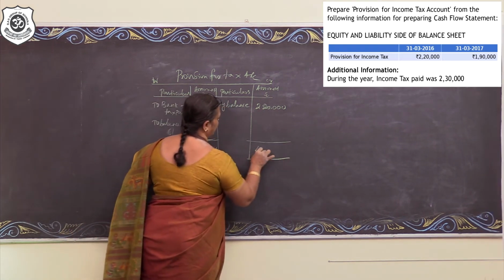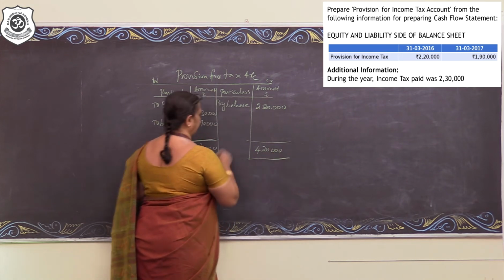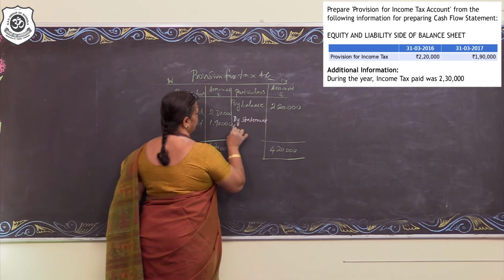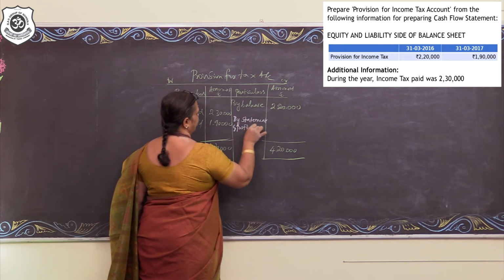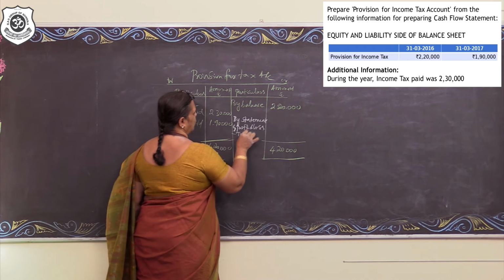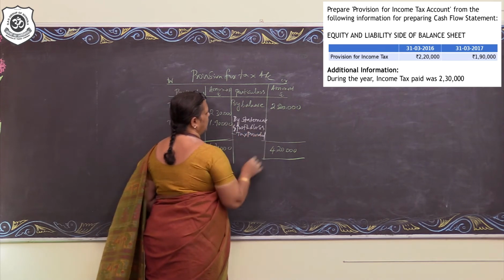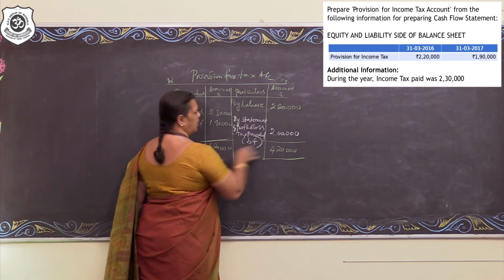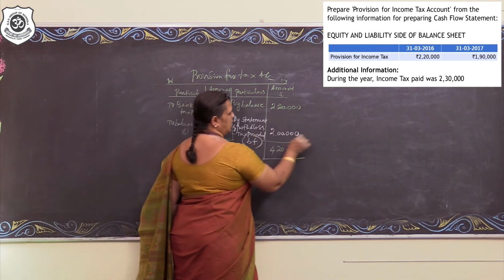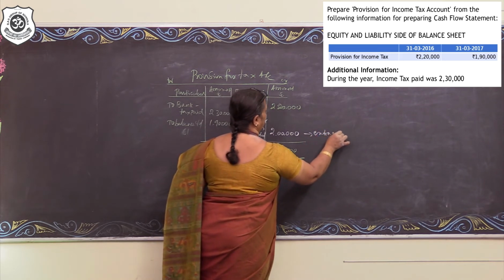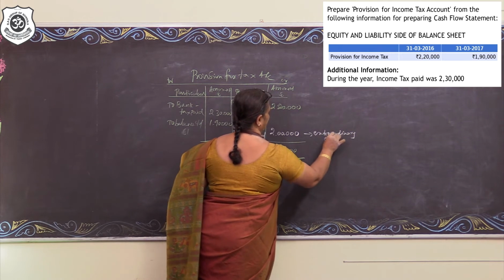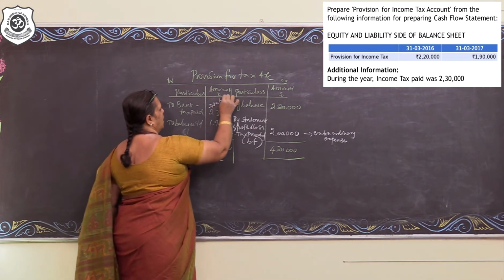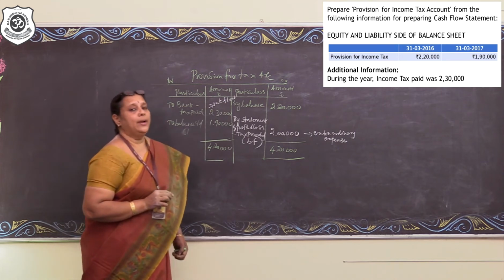So, we arrive at the balancing figure by statement of profit and loss, tax provided during the year, which is going to be 2 lakh rupees. This is the balancing figure. So what are we going to do with this? Tax provided is an extraordinary item, extraordinary expense, and tax paid will be outflow from operating activities.